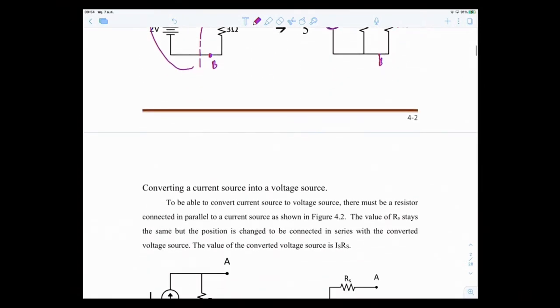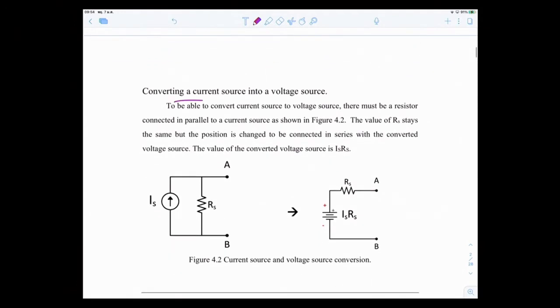Now to convert from current source to voltage source, you have to realize that you must have this configuration. You must have the current source, and you must have a resistor connected in parallel to the current source. In that case, you can convert this current source with its internal resistance into the voltage source.